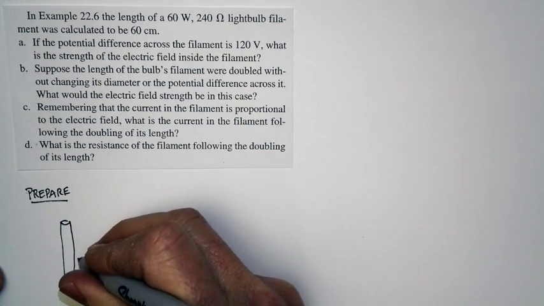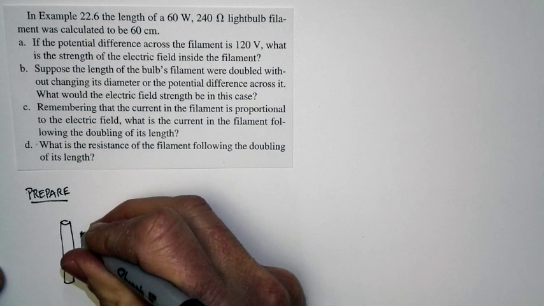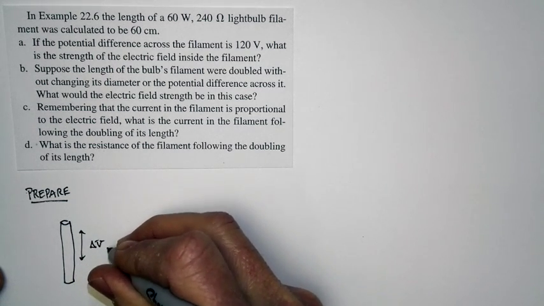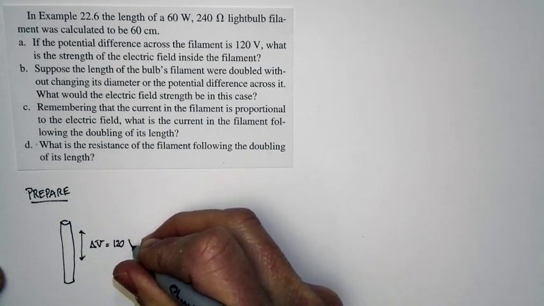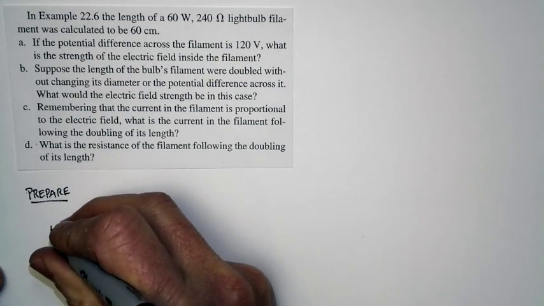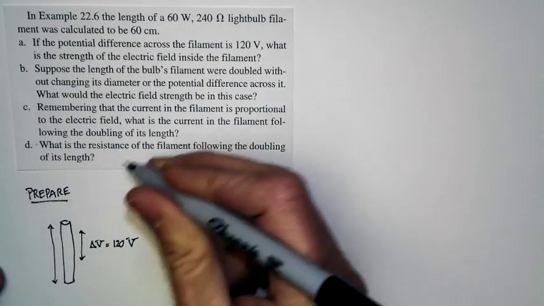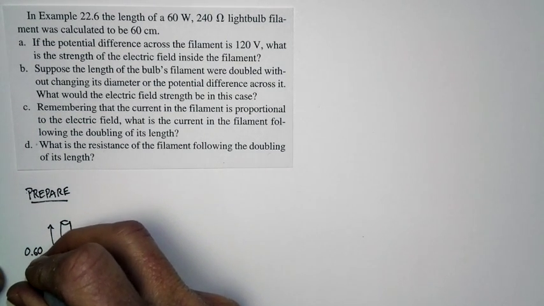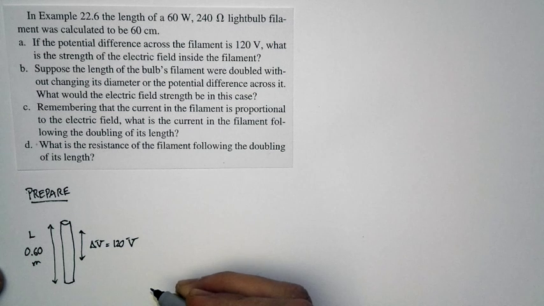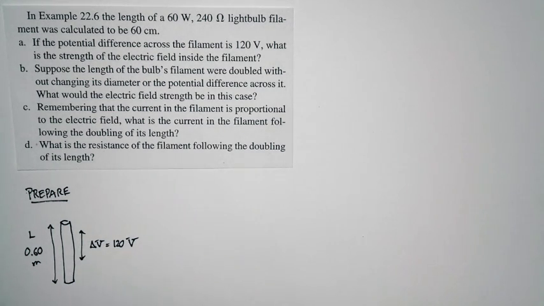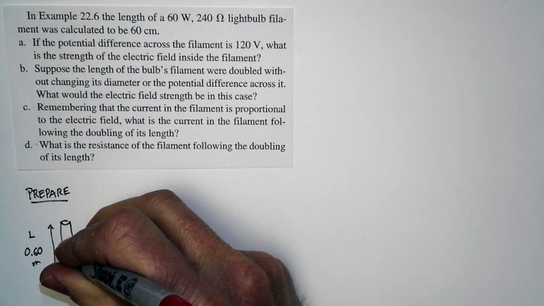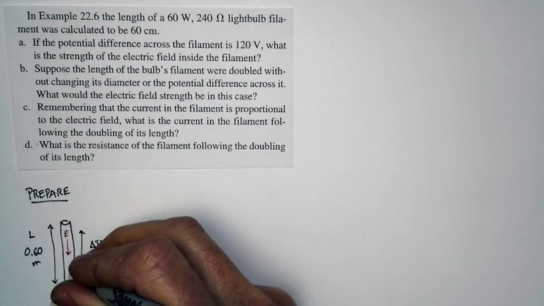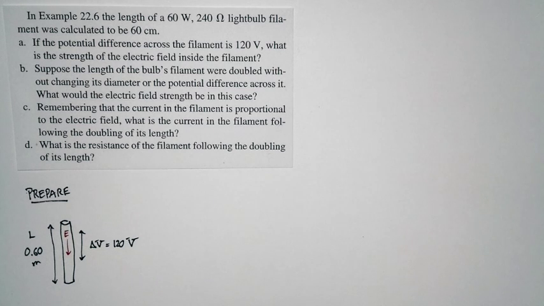Between the two ends of the filament, we put a potential difference of 120 volts. The length of the filament is 60 centimeters or 0.60 meters. That's our length. And then we put a potential difference across it. And so inside the filament, there's an electric field. The electric field points from high potential to low potential. And this electric field causes the motion of charges.